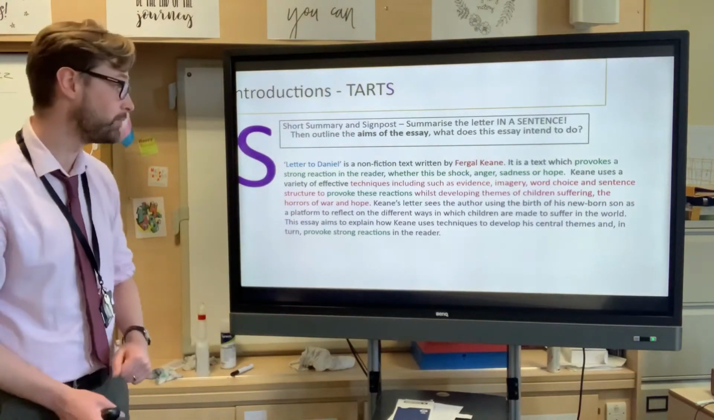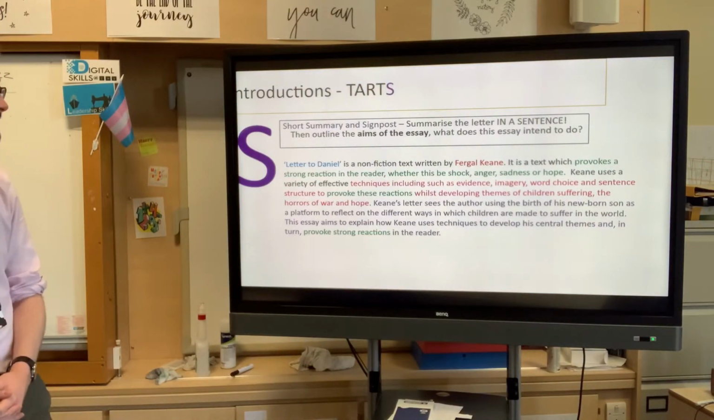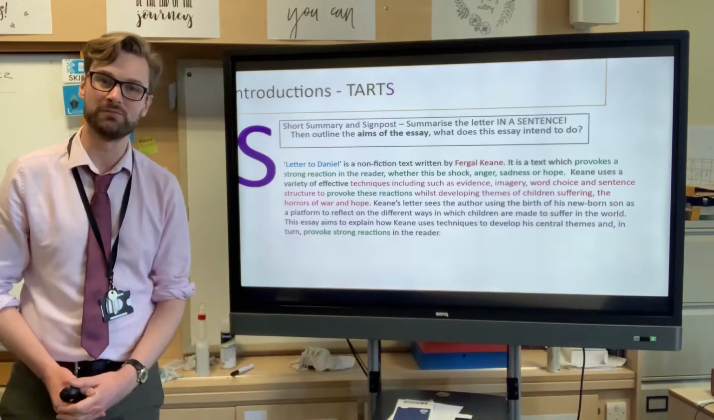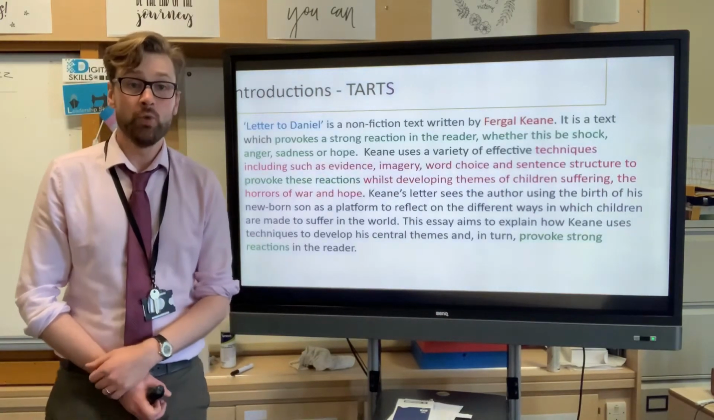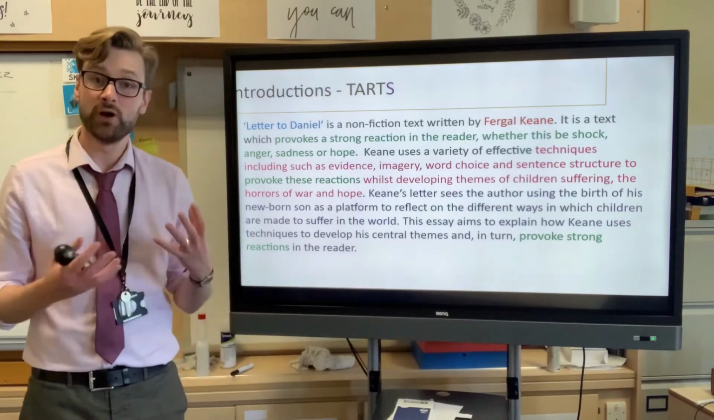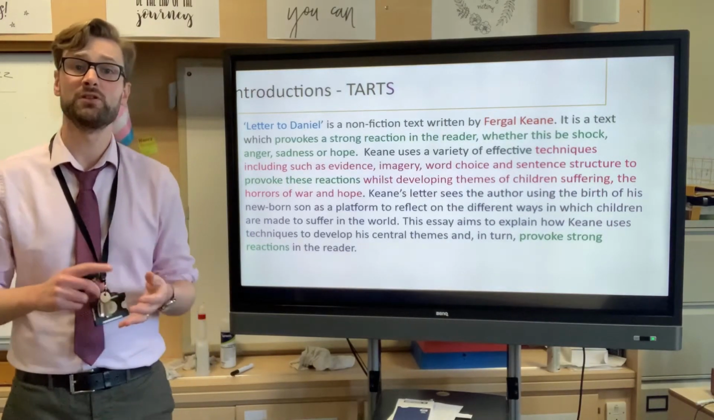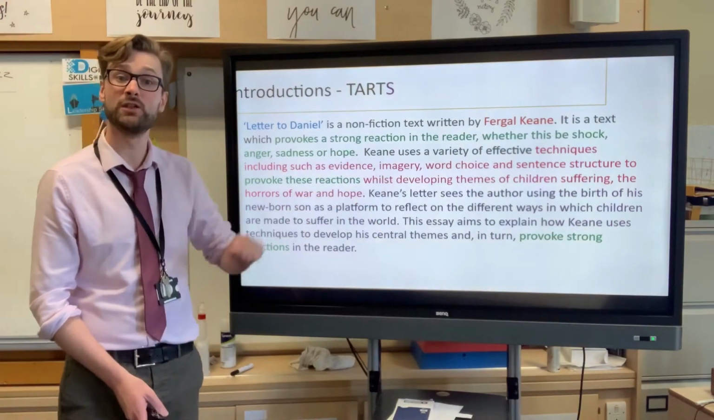Then I move into the signposting. The essay aims to explain how Keane uses techniques to develop central themes and, in turn, provoke strong reactions in the reader. Notice I've also referred directly back to the question there. So that's what an ideal introduction which follows the Tarts structure of title, author, reference to the question, techniques and themes, summary and signpost should look like. And you've got that big model example there on the slides for you to look at.